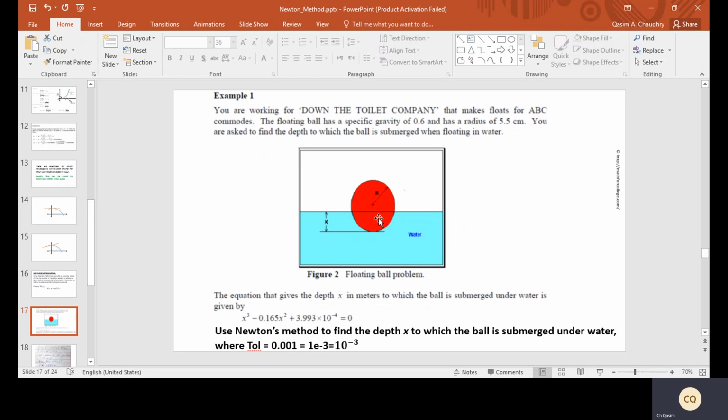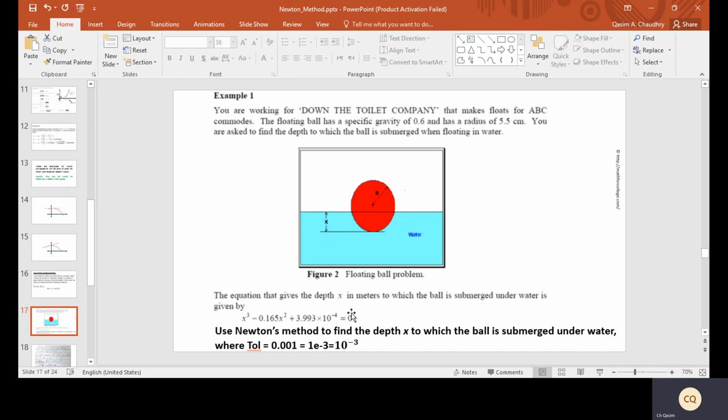Since it has some sort of weight, that's why it is a little bit down here. And students, maybe the property of the ball is just like this, that it has some height in the water as well. So this is your x. It means you need to find out the value of this x.